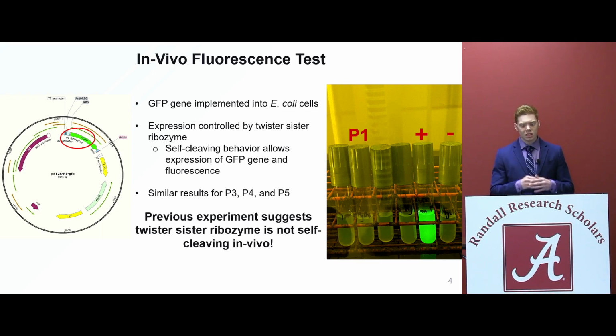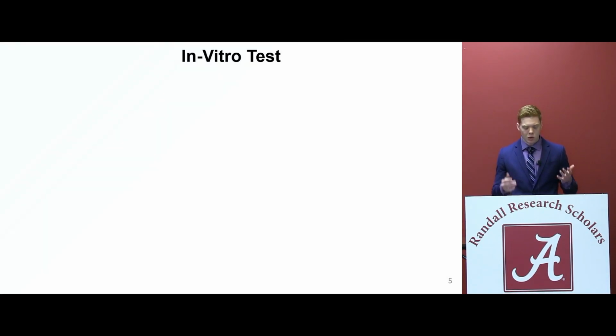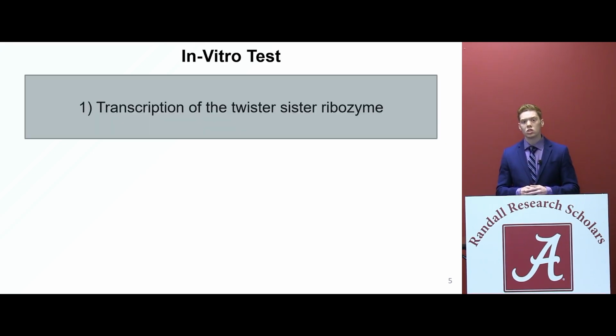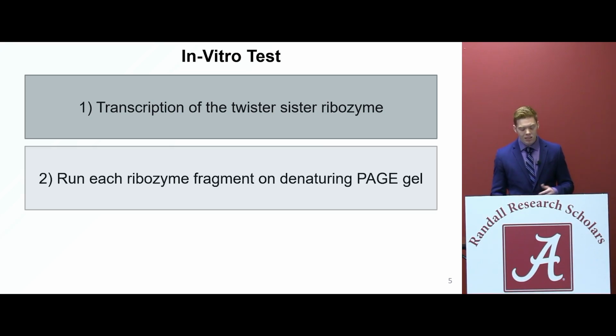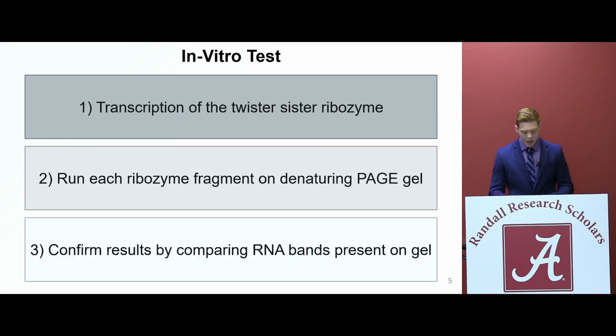Now, this result actually led us to move to an in vitro test to confirm any self-cleaving behavior of the twister sister ribozyme. This is where the majority of my work resided, and this test was completed in 3 main steps. First and foremost, the transcription of the twister sister ribozyme. Next, each ribozyme fragment was run on a denaturing page gel. And finally, we confirmed our results by comparing the RNA bands present on the gel.